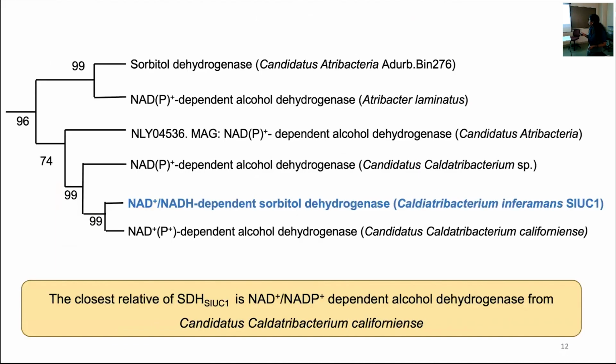Here I have included group B, where you can find that the closest relative to STH-SiUC1 was this NADP plus dependent alcohol dehydrogenase, which is described from Candidatus Caldiatribacterium californiense. This bacterium is not cultured yet. Its identification is basically from metagenomic analysis.